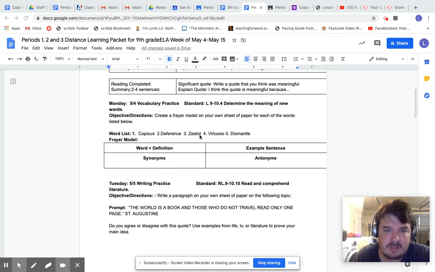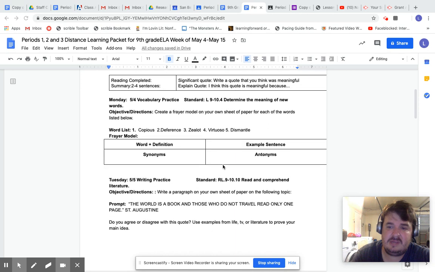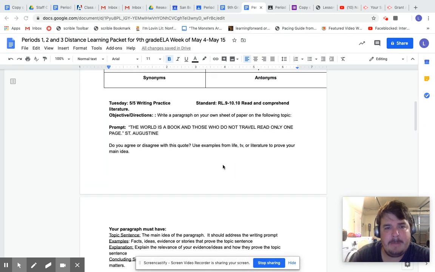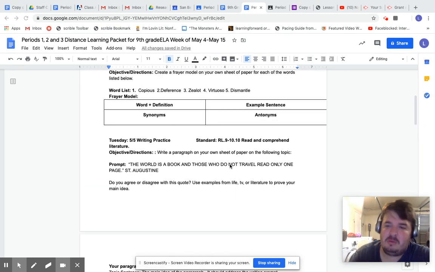So for Monday, the SAT words are here. The Frayer model is right here. Give me the word plus the definition in this box. Give me a few words that are synonymous with the word, and then give me an example sentence using the word and a word that is an antonym to the SAT word. And it's the same for the sophomores as well.